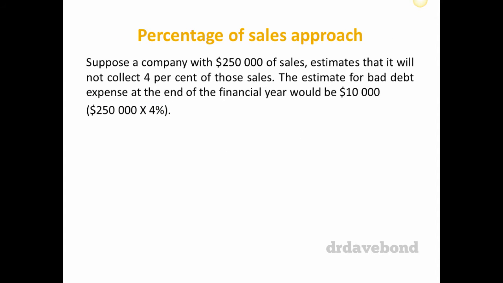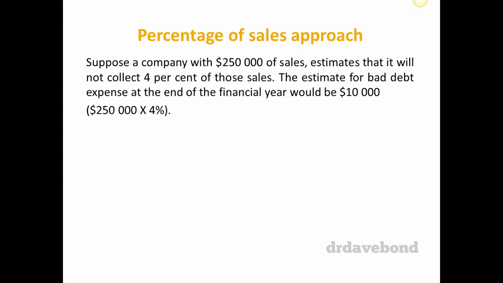So suppose a company with $250,000 in sales estimates that it will not collect 4%. So these are $250,000 of credit sales, not collect 4%. The estimate for bad debt expense at the end of the year is $10,000. 4% times 250, that makes sense.